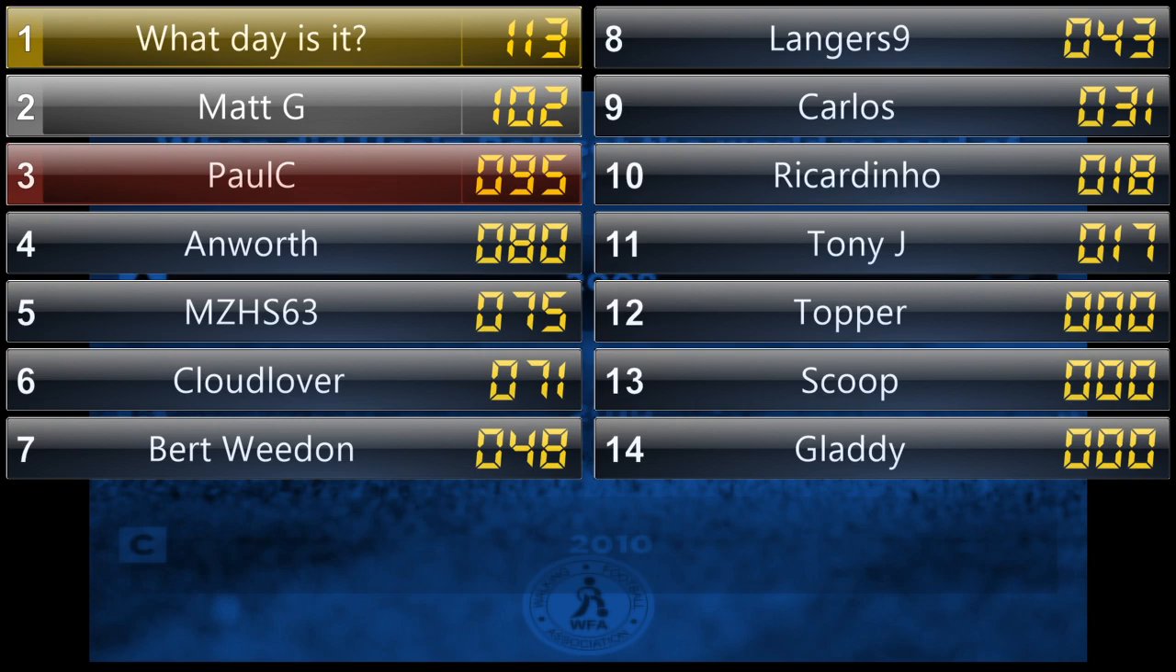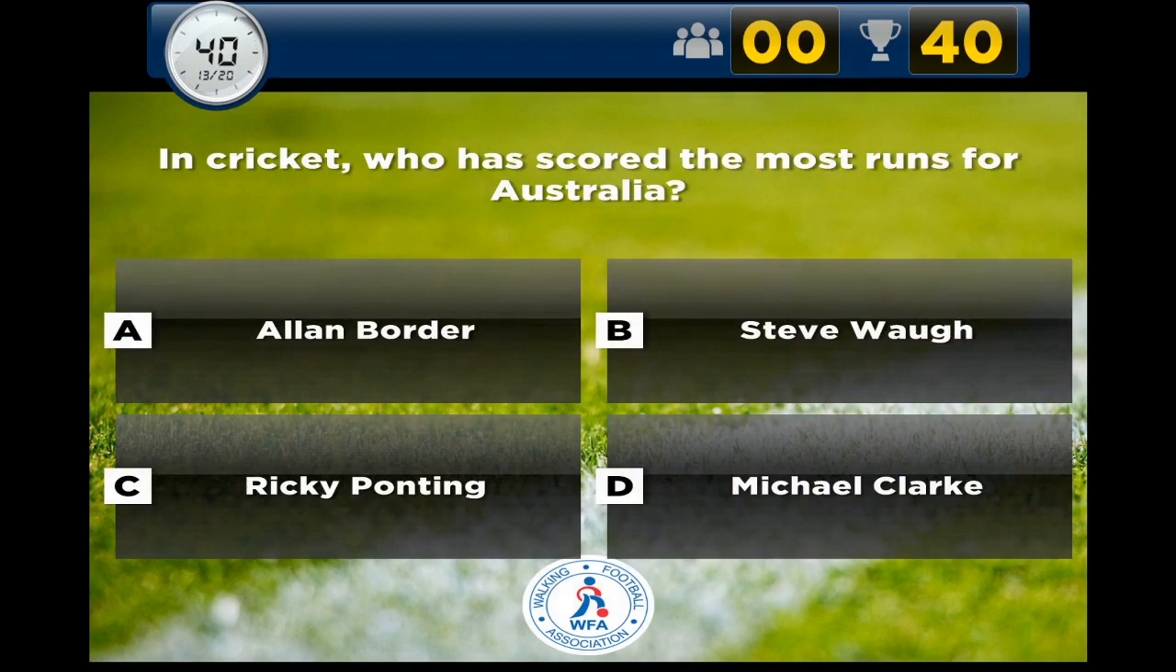I think we can assume that the ones towards the bottom have dropped out due to not being able to play properly. So in cricket, who has scored the most runs for Australia? Alan Border, Steve Waugh, Ricky Ponting or Michael Clarke? So the highest run scorer for Australia, either Alan Border, Steve Waugh, Ricky Ponting or Michael Clarke.